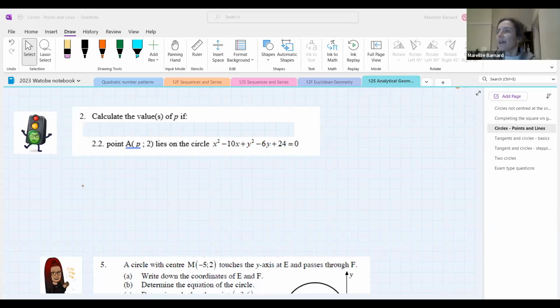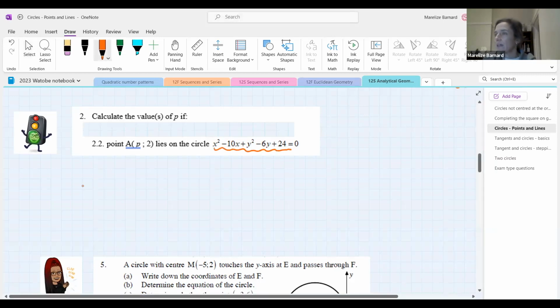No problem, ma'am. Okay, so our work is going to start here with doing exactly what we just did, completing the square so that we can find the radius of the circle. So let's all do that. Then if we have the radius, because if it lies on the circle, it means the distance from this point A to the center is equal to the radius of the circle. And then we can make an equation and solve for what that x coordinate P actually is.